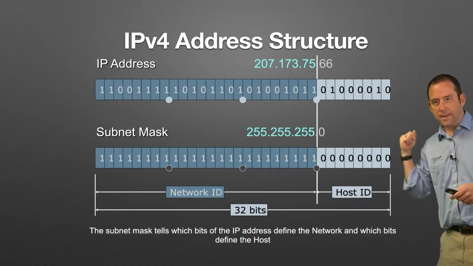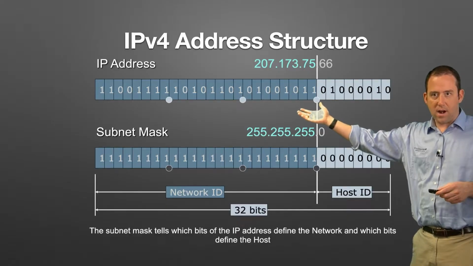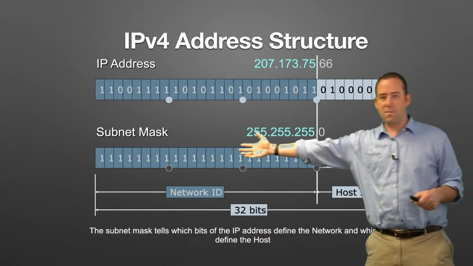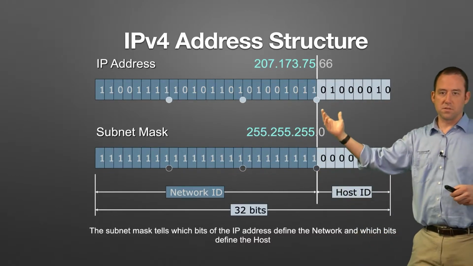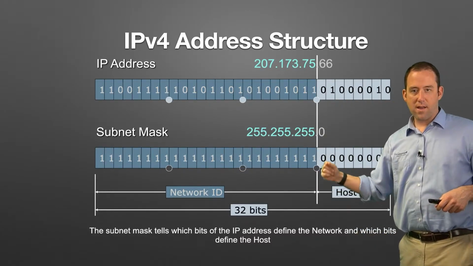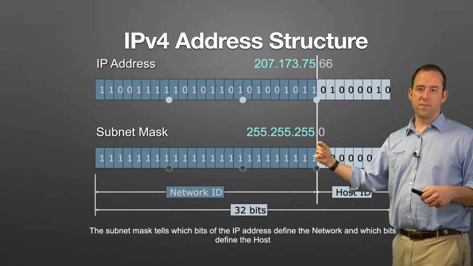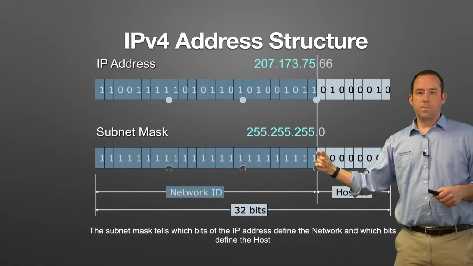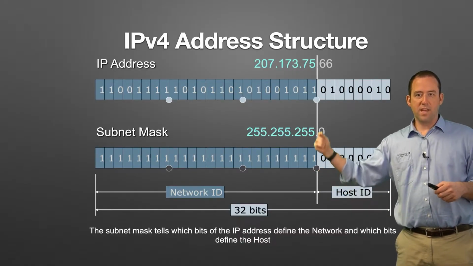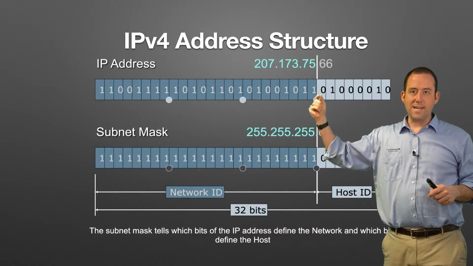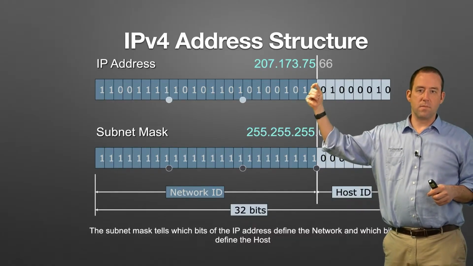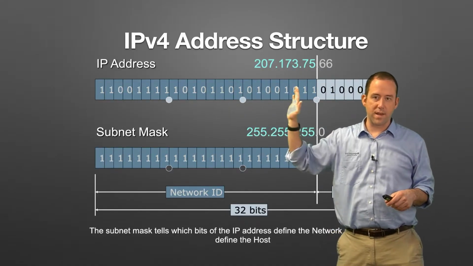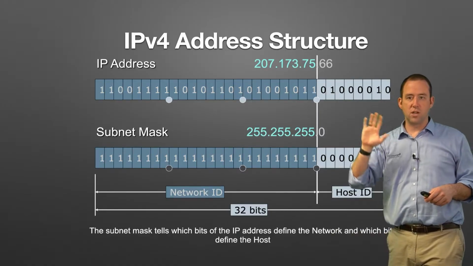So let's take a look here. On the top, we've got our IP address, and it's all ones and zeros, because that's what it is. On the bottom, we've got our subnet mask, and it's all ones and zeros. Remember, all ones, then all zeros. Where the subnet mask makes that jump is where the network ID ends, and where the host ID of the host on the network begins. Everything before that is part of the network address. Everything after that is just a host ID.